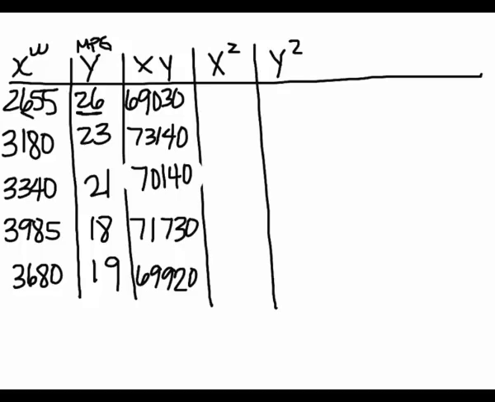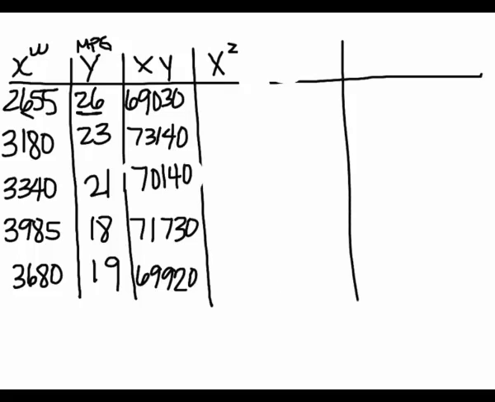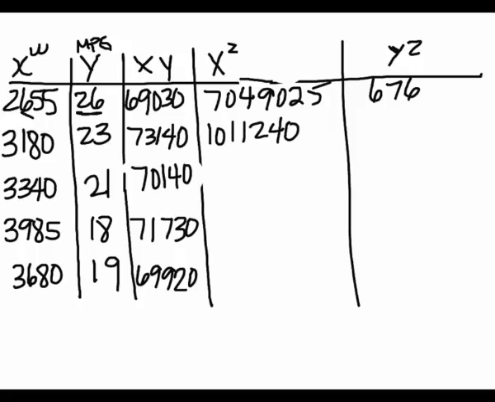Okay, so here's what I got for the rest of the table. Then I'm going to leave you to do the rest of it. This is x squared, so I'm going to take the x value and square it. So 2655 squared. Oh my gosh, it's huge. 7049025. I'm going to need some more space. For y squared, I'm taking 26 and squaring it, and I get 676. Make sense? So for the second row, 3180 squared gives me 10112400. And then 23 squared, I get 529. So finish out the rest of the rows.